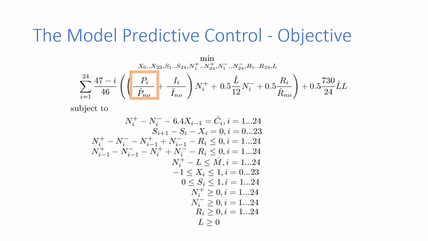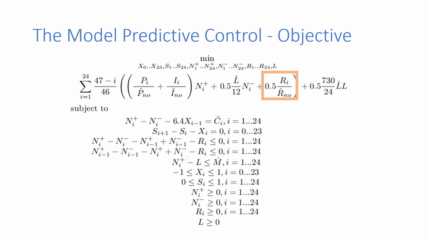The first part of the objective is the total price of the purchased electricity normalized by the total price of the electricity when there is no battery. The second part of the objective is the total carbon emission normalized by the total carbon emission when there is no battery. The third part of the objective is the total ramp normalized by the total ramp when there is no battery.